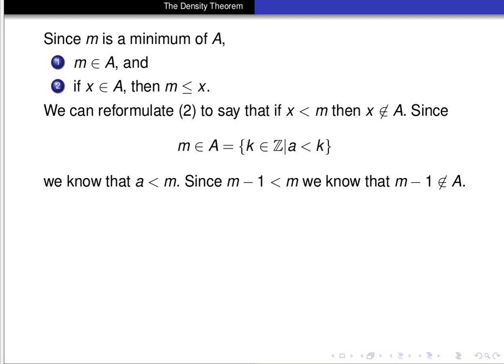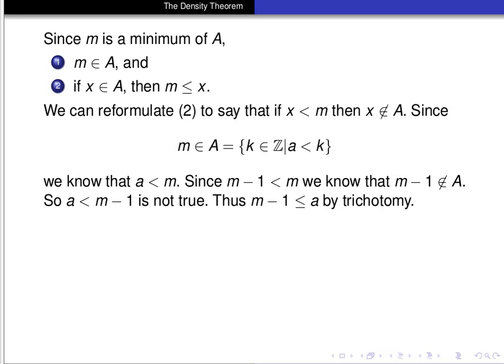m minus 1, though, we know that's smaller than m. So m minus 1 is smaller than the minimum of A, so it can't be an element of A. And if m minus 1 is not an element of A, that means that a less than m minus 1 is not true. And so that means, by trichotomy, that m minus 1 has to be less than or equal to a.